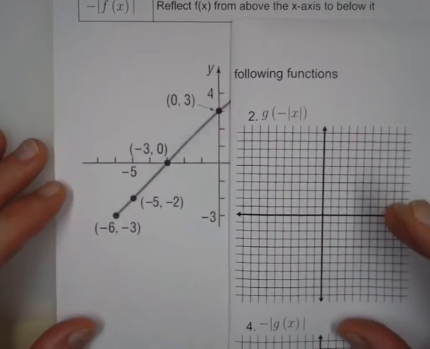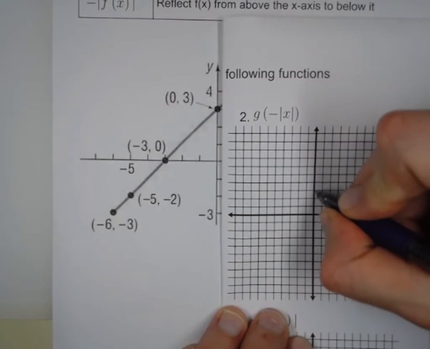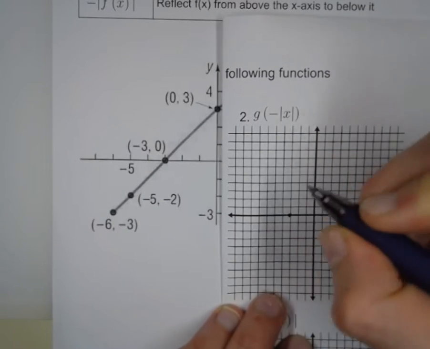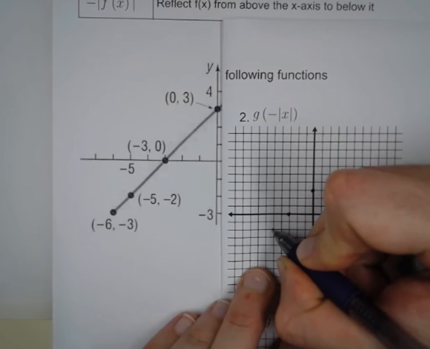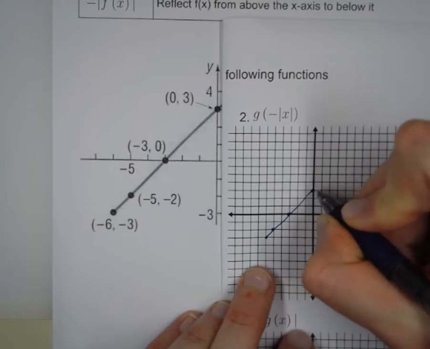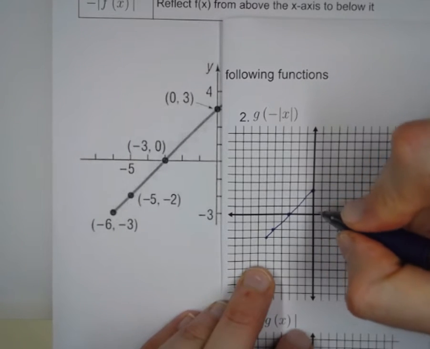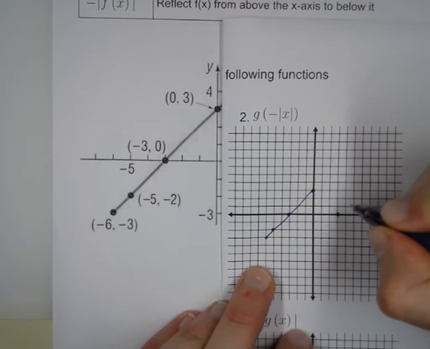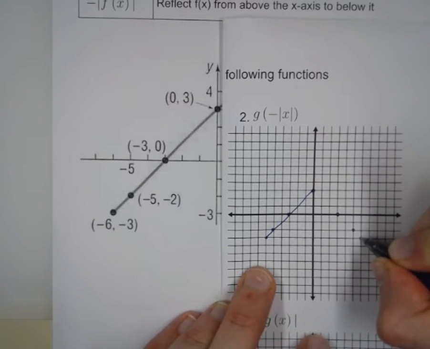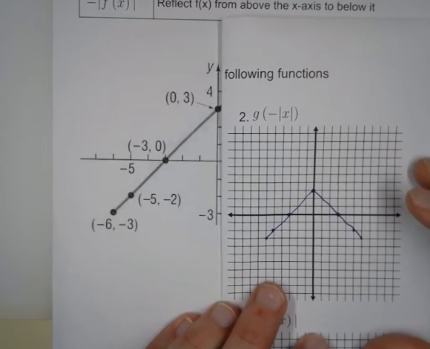Now with number 2, we do the opposite. We only consider the negative part of the graph. So I'm copying these points over. And now I'm going to reflect these points back over to the other side. So that is what this graph looks like.